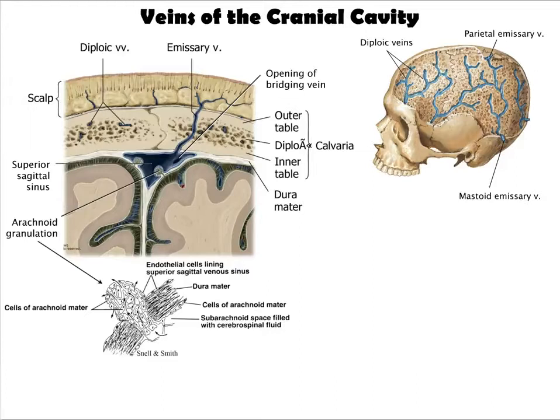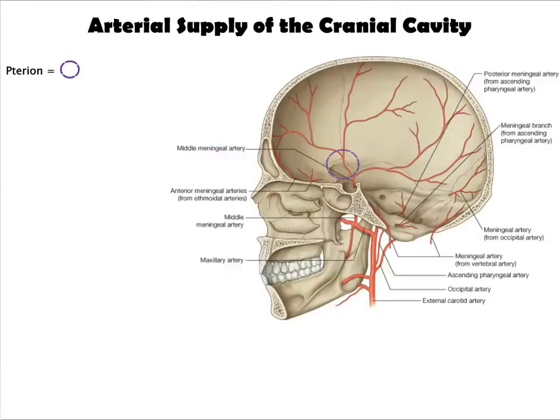Not only does the diploe contain red bone marrow, but running through the diploe are ant-like tunnels of veins called the diploic veins that drain the calvaria. There are also emissary veins that connect dural venous sinuses with veins outside the cranium, such as veins in the scalp. The image in the upper right of the screen gives an example of a parietal and mastoid emissary vein which drain the scalp. Because emissary veins are valveless, blood can flow in either direction, creating the potential for external infections to spread to the cranial cavity. Bridging veins are the venous connections between the superior cerebral veins and the superior sagittal sinus.